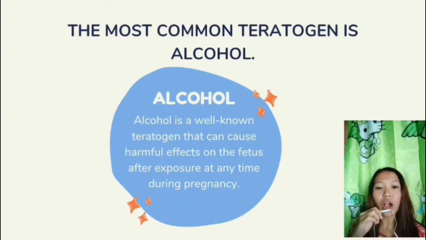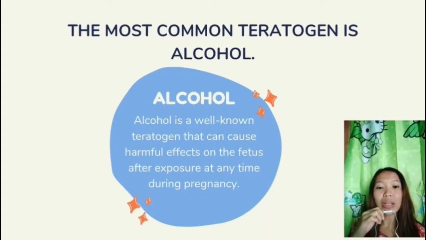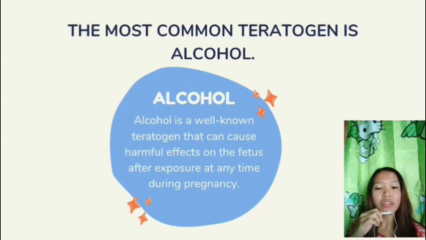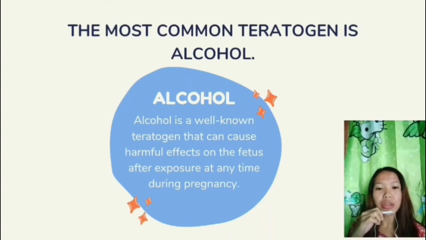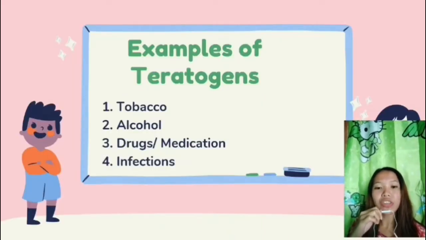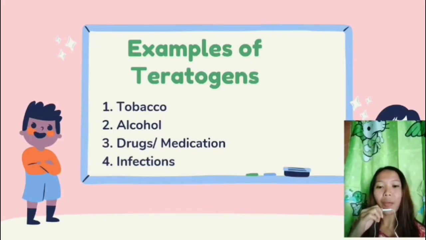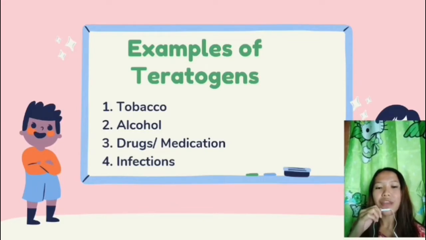One of the most common teratogens is alcohol. Alcohol is a well-known teratogen that can cause harmful effects on the fetus after exposure at any time during pregnancy. So examples of teratogens are the following. The first one is tobacco. The second one is alcohol. The third one is drugs or medication. The fourth one is infections.